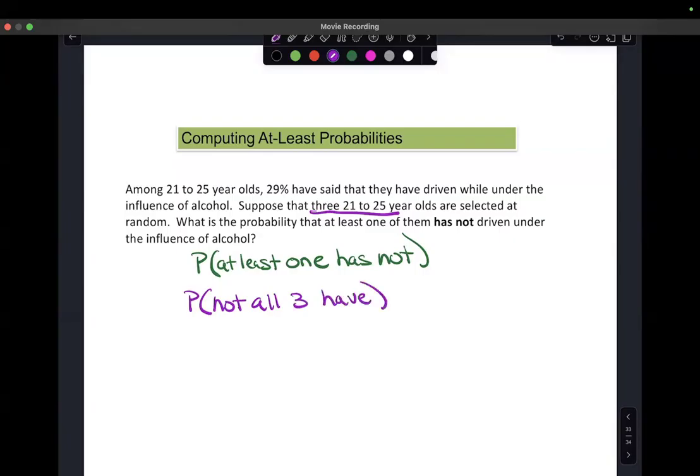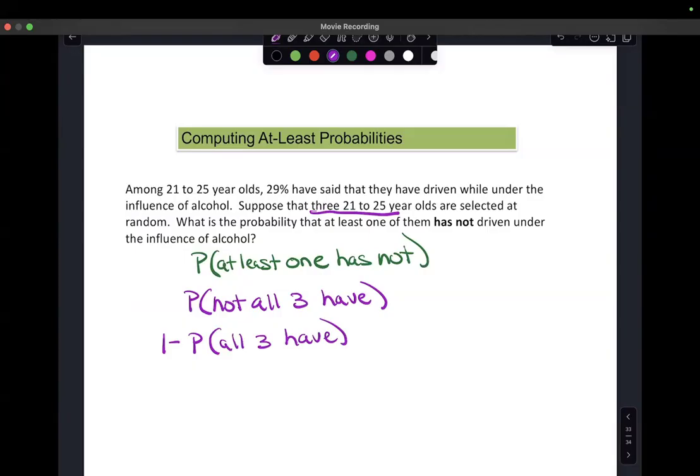So the probability at least one didn't drive under the influence of alcohol is the same thing as the probability that not all three have driven under the influence of alcohol. Therefore, we do 1 minus the probability all three have. So it's 1 minus the probability that all three of them have driven under the influence of alcohol.